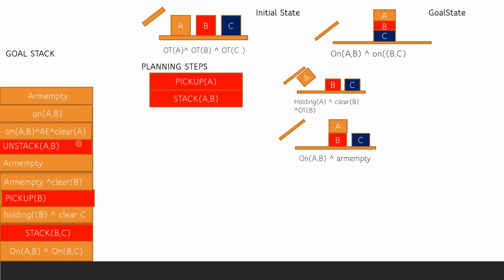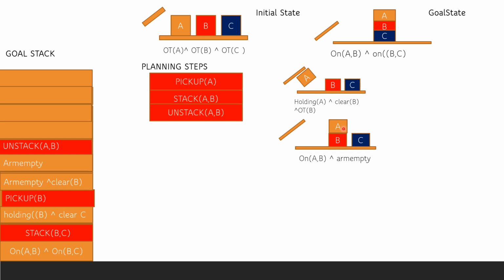These are the preconditions of unstack AB, and we'll check them one by one. Arm is empty, yes, arm is empty. A is on B, yes, A is on B. So we'll take it out. Arm empty, and clear A. These three conditions must be satisfied. A is clear, yes, we'll take it out. Arm is empty, yes. On AB is satisfied, as we can see from the graph, so we'll take this out also. So all these three preconditions are satisfied. Now we can add this unstack AB operation into the planning step.